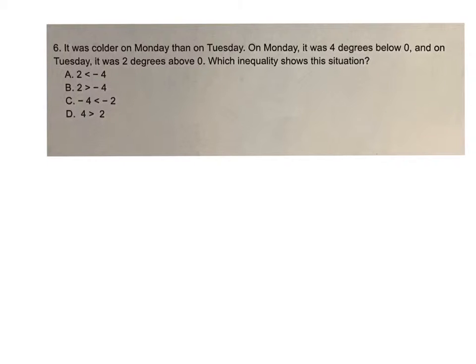Here we are, number 6. It was colder on Monday than on Tuesday. On Monday, it was 4 degrees below 0, and on Tuesday, it was 2 degrees above 0. Which inequality shows this situation?